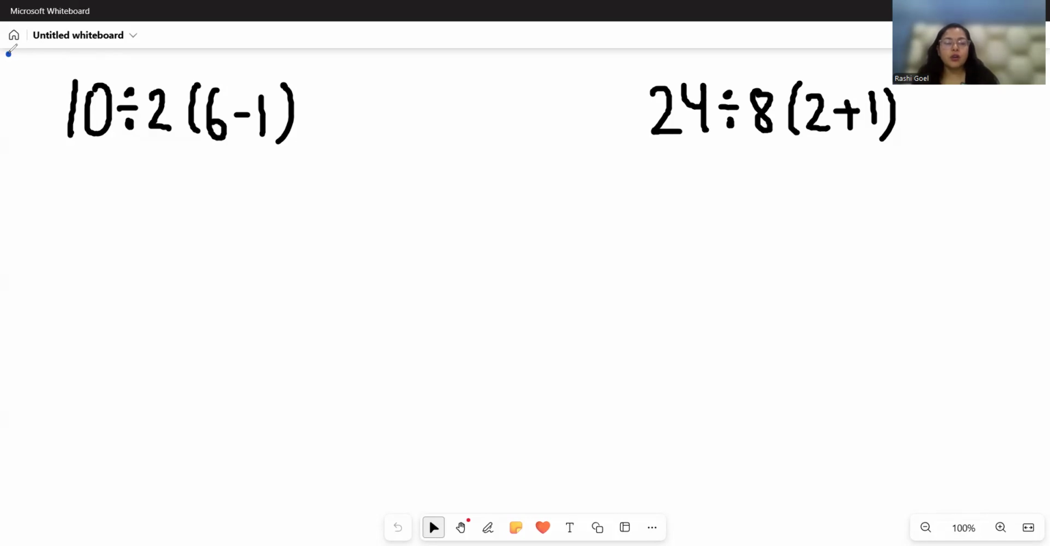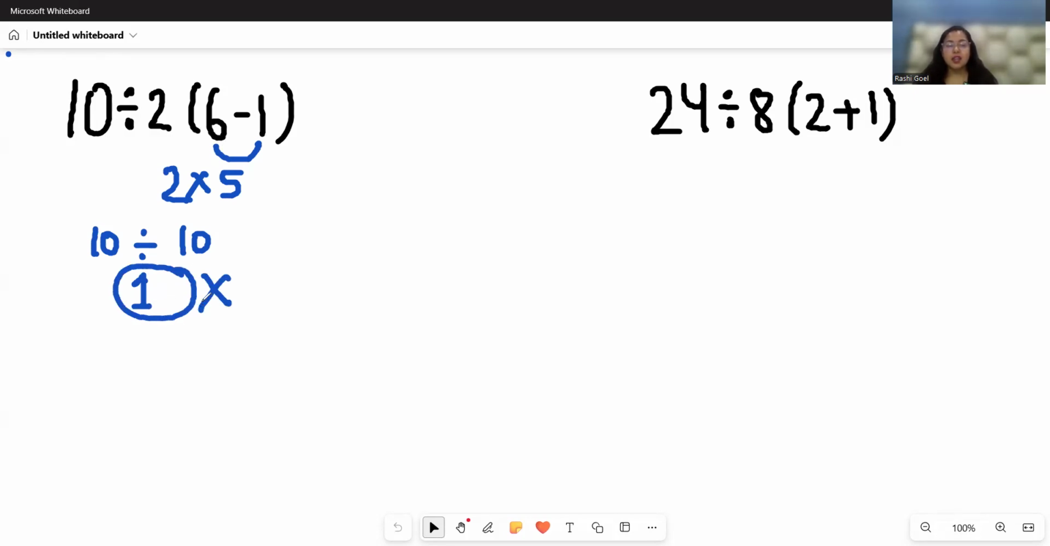In this video, we are going to solve 10 divided by 2(6 minus 1). This simple looking problem many people fail to solve. Why? Because they take the approach like 6 minus 1 as 5, and 2 times 5 as 10, and 10 divided by 10 as 1. What do you think? Is this the correct answer? No, this is incorrect. Write the correct approach in the comment.